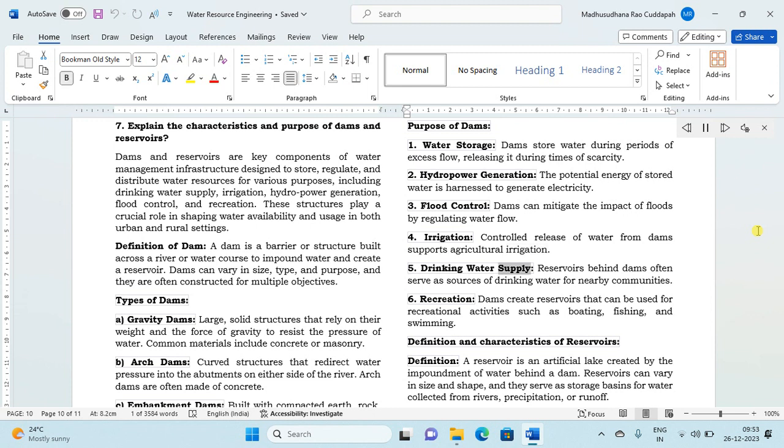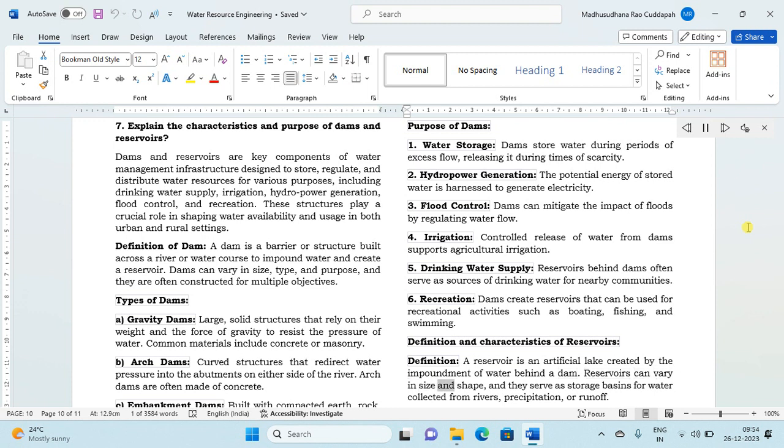5. Drinking water supply. Reservoirs behind dams often serve as sources of drinking water for nearby communities. 6. Recreation. Dams create reservoirs that can be used for recreational activities such as boating, fishing, and swimming. Definition and characteristics of reservoirs. Definition: a reservoir is an artificial lake created by the impoundment of water behind a dam.